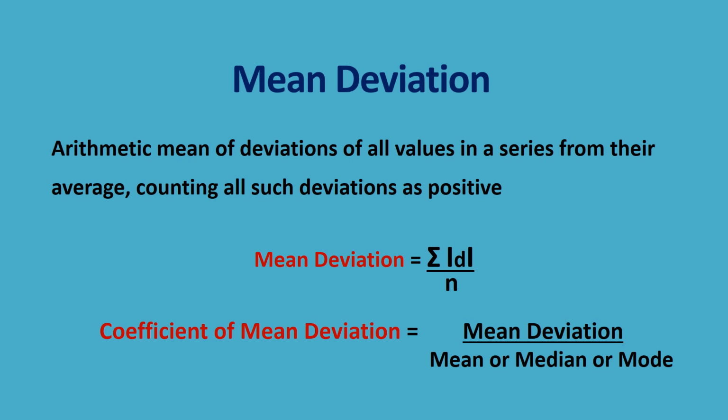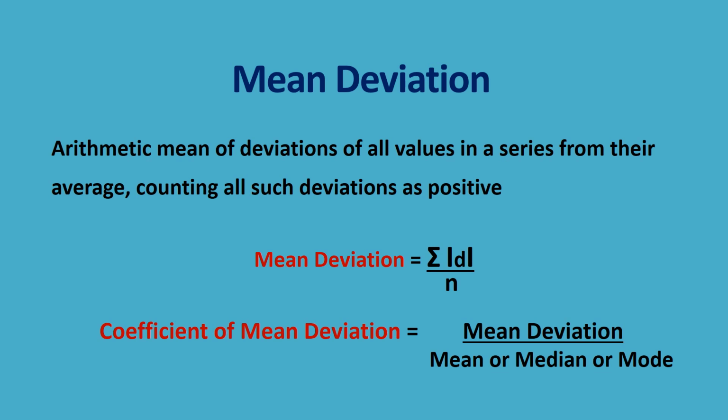And the coefficient of mean deviation is calculated for comparison. It is calculated by dividing the mean deviation by the average from which the mean deviation is computed. If the deviations are taken from mean, we will divide this mean deviation by mean. If the deviations are taken from mode, then it will be divided by mode. And if these deviations are taken from median, then we have to divide the mean deviation by median.